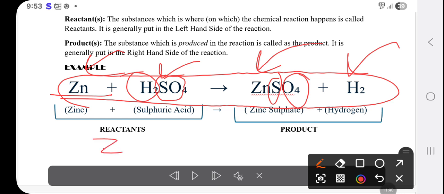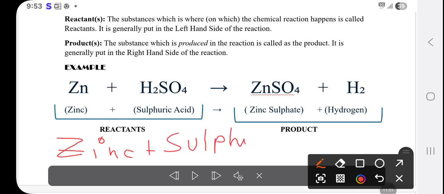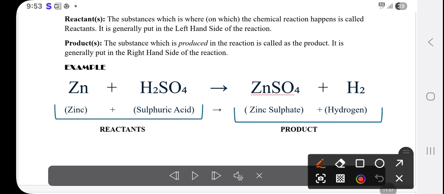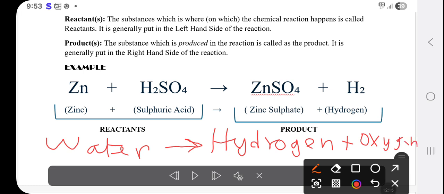But if we write only zinc plus sulfuric acid, or if we write something easy like water gives out hydrogen plus oxygen, did we understand anything from it? Yes, we understand that when water is broken down, it gives us hydrogen and oxygen.